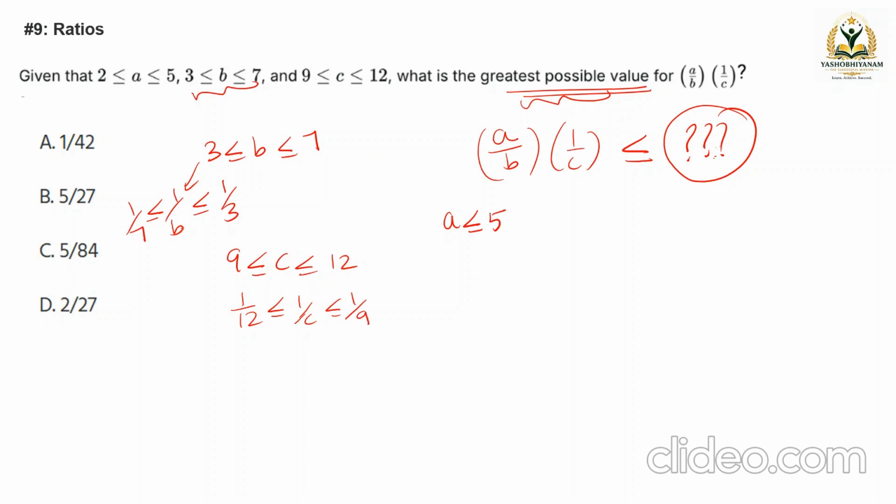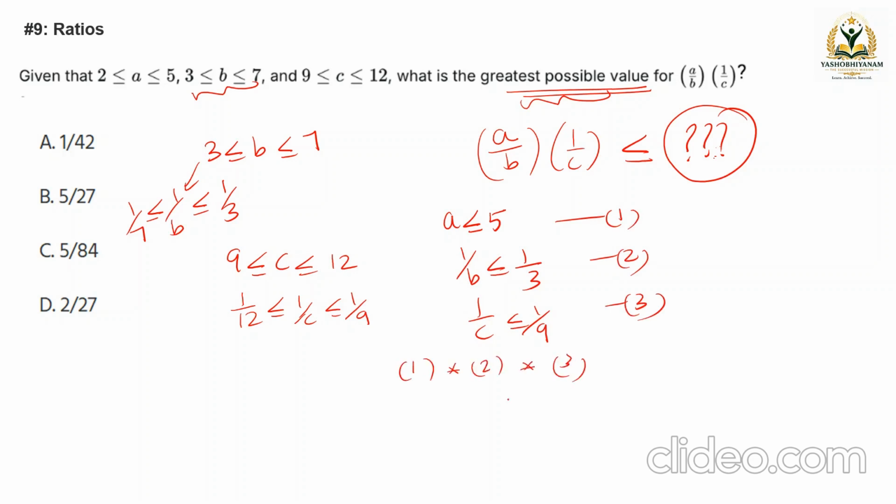So I have 1 over B less than or equal to 1 over 3, 1 over C less than or equal to 1 over 9. This is inequality 1, inequality 2, inequality 3. I'm just going to multiply the three inequalities. When I multiply that, A times 1 over B times 1 over C is less than or equal to 5 times 1 over 3 times 1 over 9.